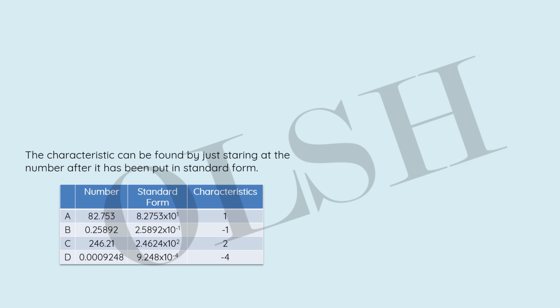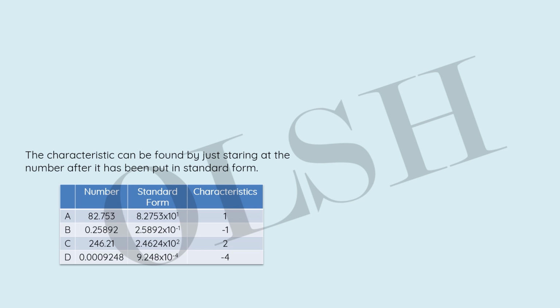Therefore, our characteristic is 2. The same thing with D, 0.0009248. Putting it in standard form, we have 9.248 times 10 raised to minus 4. And minus 4 is automatically our characteristic. So you see, once you put your number in standard form, you can quickly pick up your characteristic, and you know what you have left to find is your mantissa.